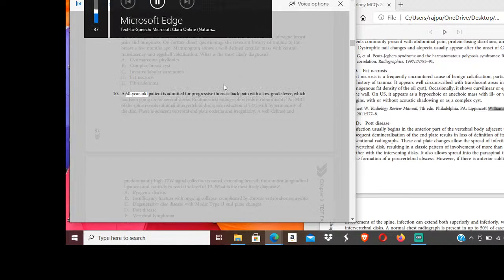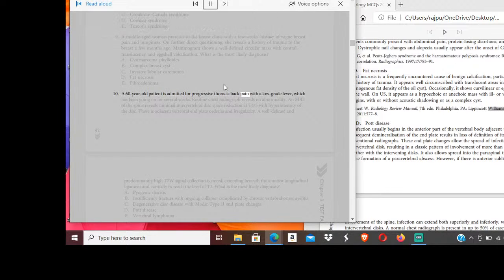10. A 60-year-old patient is admitted for progressive thoracic back pain with a low-grade fever, which has been going on for several weeks. Routine chest radiograph reveals no abnormality. An MRI of the spine reveals minimal intervertebral disc space reduction at T4/5 with hyperintensity of the disc. There is adjacent vertebral end plate edema and irregularity.